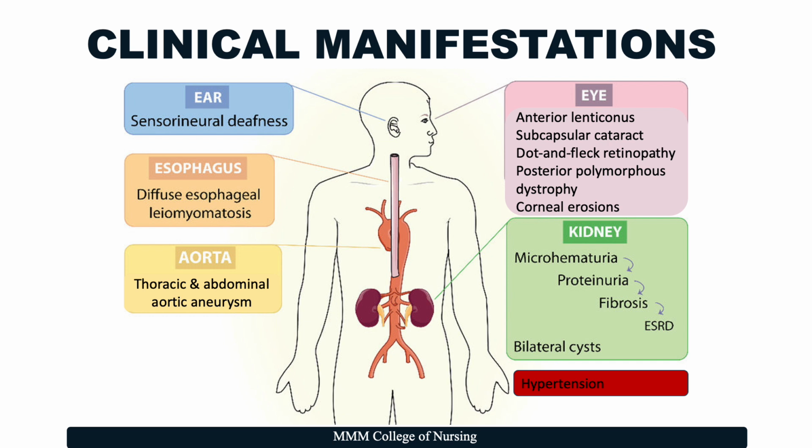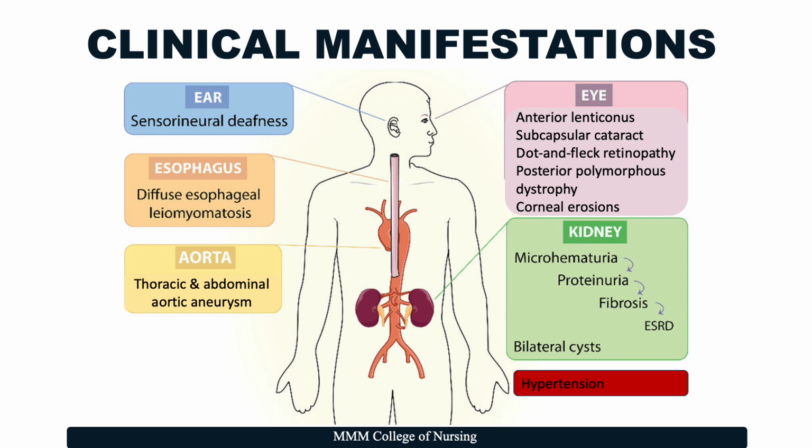Looking at the clinical manifestations, in the eye we see anterior lenticonus. Here, the anterior surface of the lens can assume an abnormal conical shape. More than 90% of cases of bilateral anterior lenticonus are associated with Alport syndrome. In subcapsular cataract, the vision is impaired by opacity, particularly in the back part of the lens capsule.